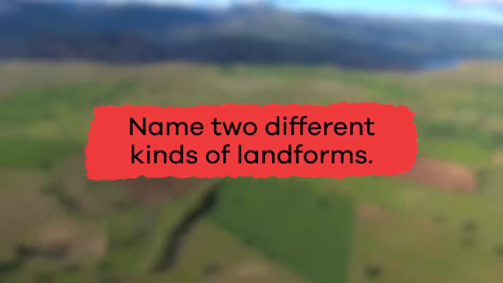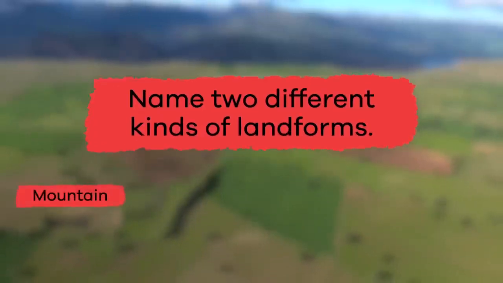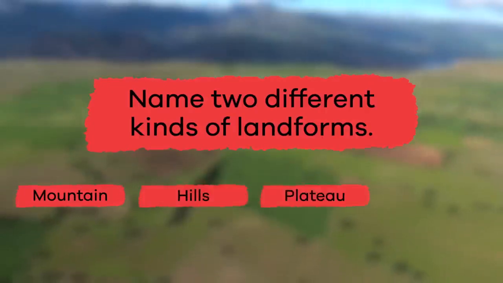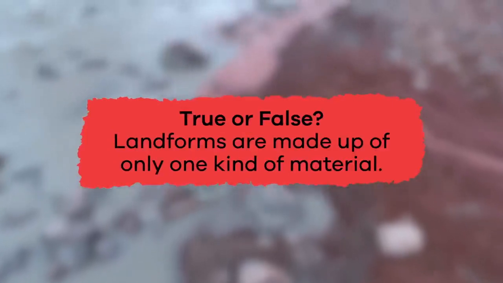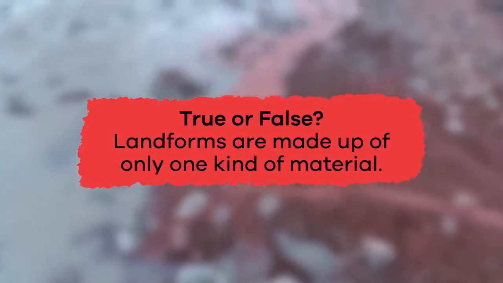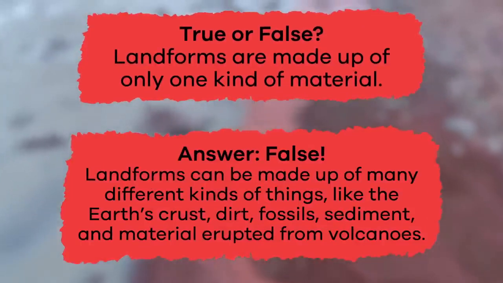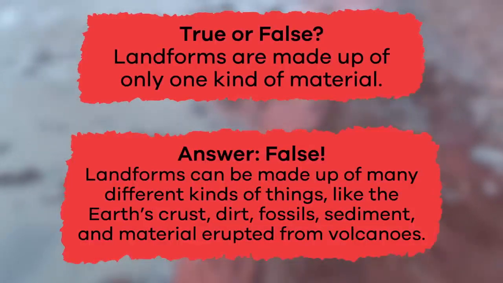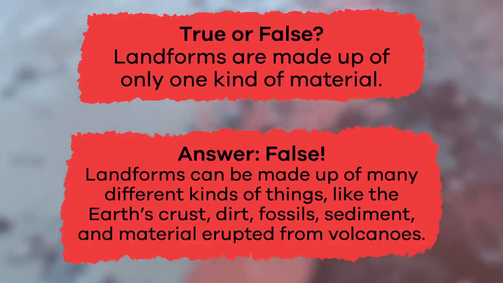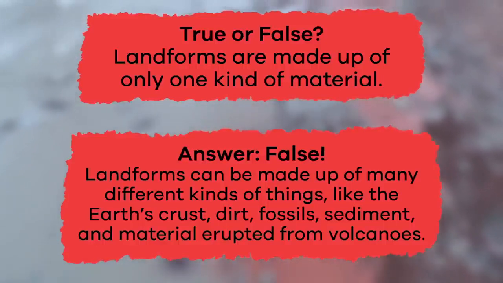Name 2 different kinds of landforms. Mountain, hills, plateau, plains. True or false? Landforms are made up of only one kind of material. False. Landforms can be made up of many different kinds of things, like the Earth's crust, dirt, fossils, sediment, and material erupted from volcanoes. Nice job, everyone!